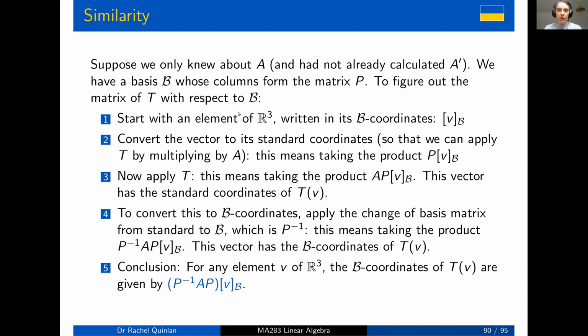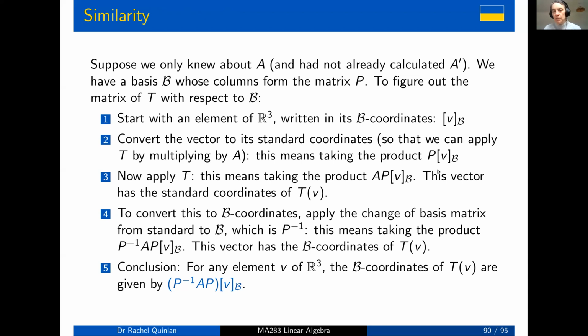So the matrix of T with respect to B should take an element of R3 written in its B coordinates, multiply it on the left, and give the B coordinates of the image of V under T. What we have is a matrix A which operates on vectors written in their standard coordinates. So as a first step, we can take V written in its B coordinates and translate it into its standard coordinates by multiplying by P.